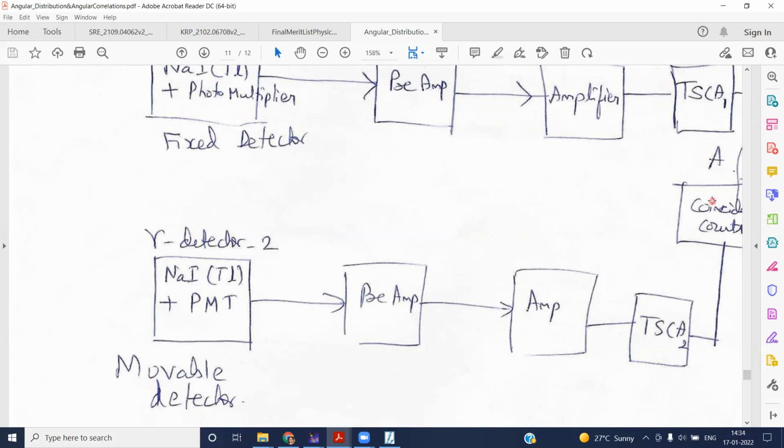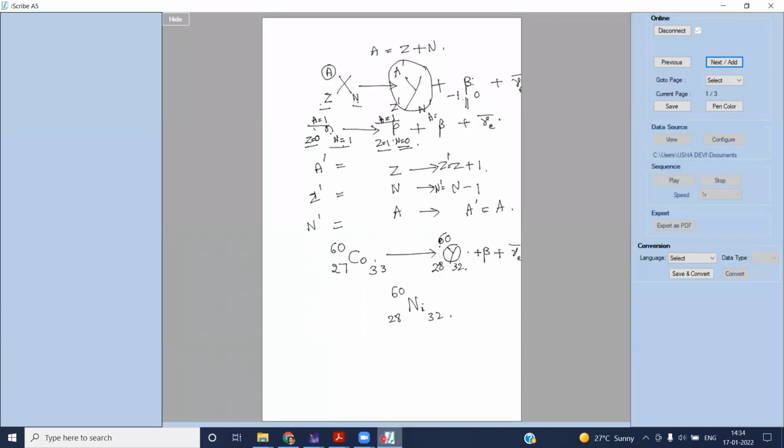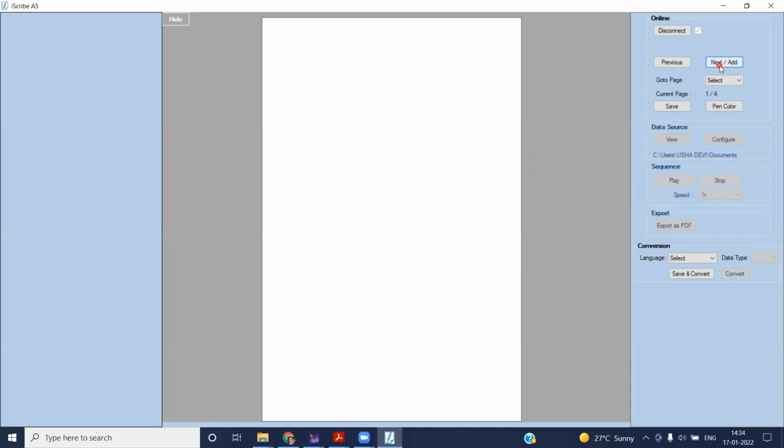Coincidence says I have got 1 count. What does that mean? This is a block diagram, fine. What I am trying to tell you is, suppose you have a gamma ray. Let me write this. So I have a gamma ray emitted and it is detected using, let us say, timing SCA1. SCA1 detects it.